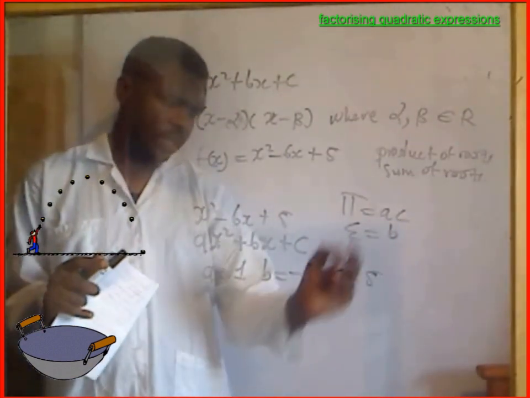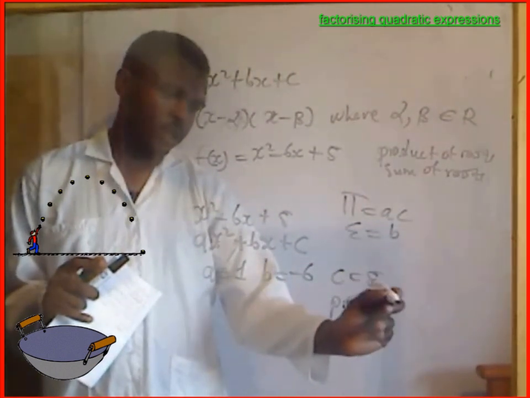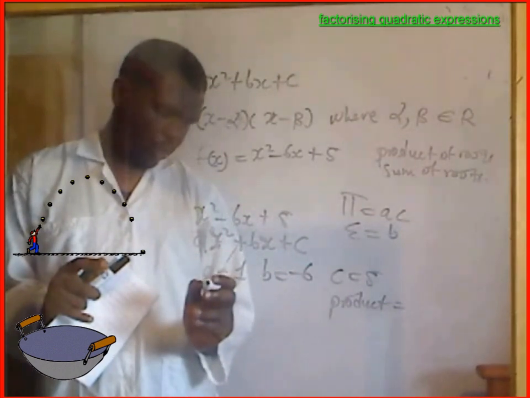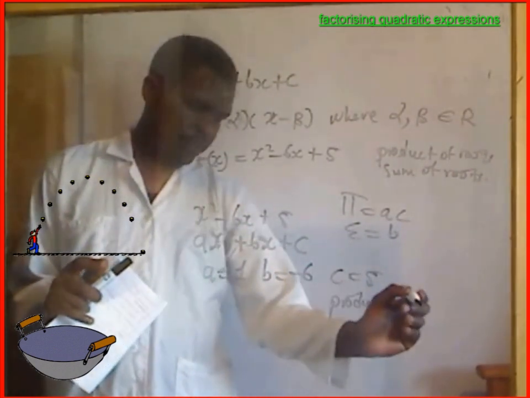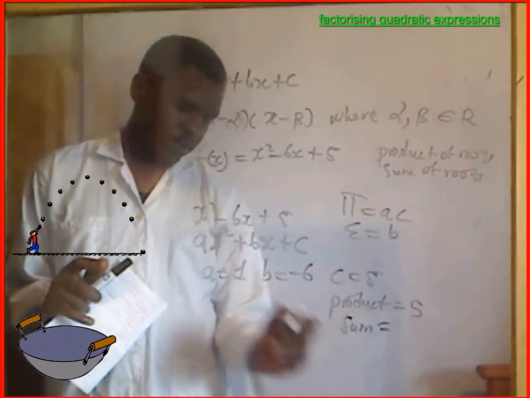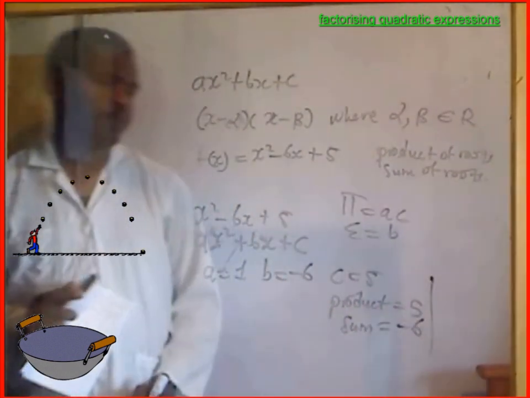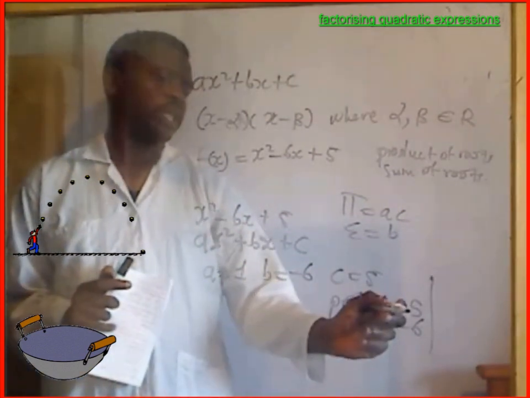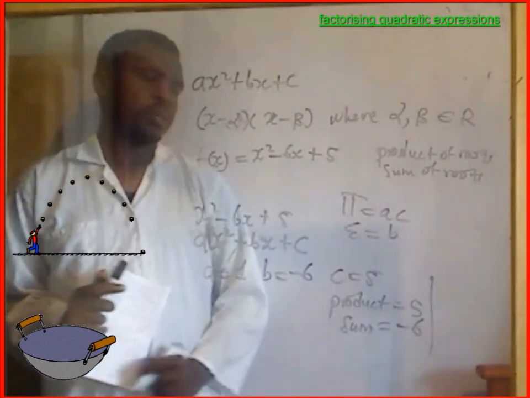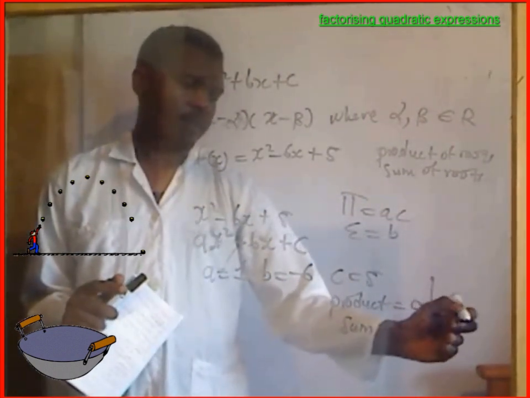What is my product of roots? Product of roots is ac, that is 1 times 5, which gives me 5, and the sum is equal to b. My b there is minus 6. So what do I ask myself? Which two numbers will I multiply to give me 5, and when added will give me minus 6? Those two numbers are minus 5 and minus 1.